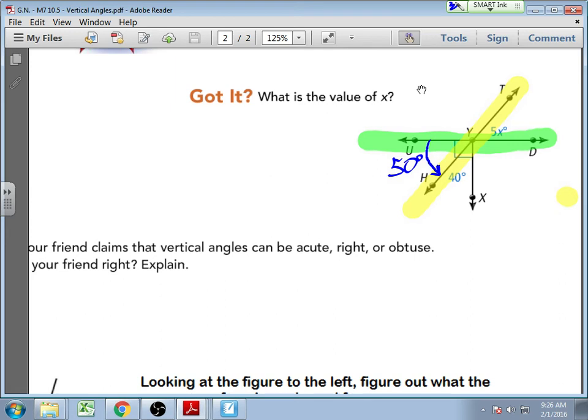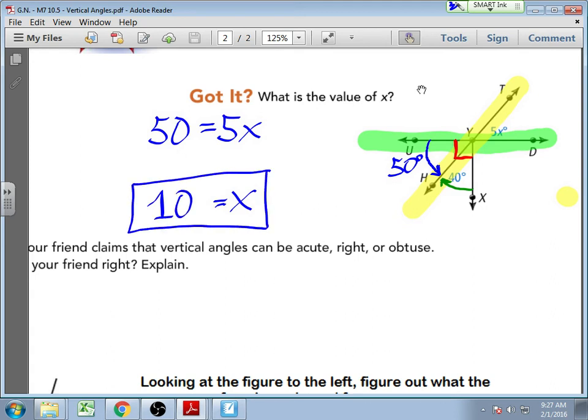We know that this angle right here is 40. And if I know that the total of the two of them makes a 90, then I know that that angle has to be 50. Pay attention that the angle we're labeling is UYH. It's just this small angle here. So then we can say 50 equals 5x. And what will x equal? 10.